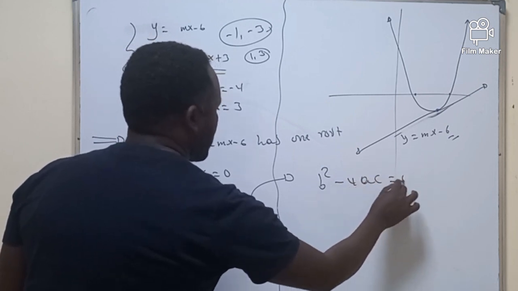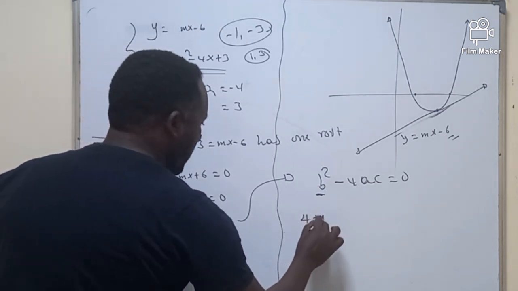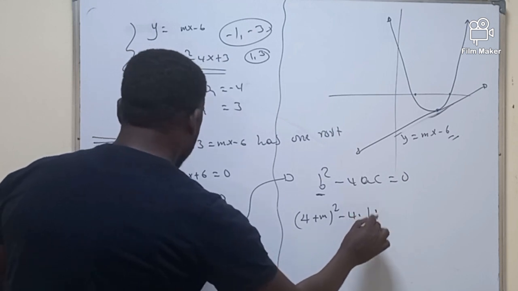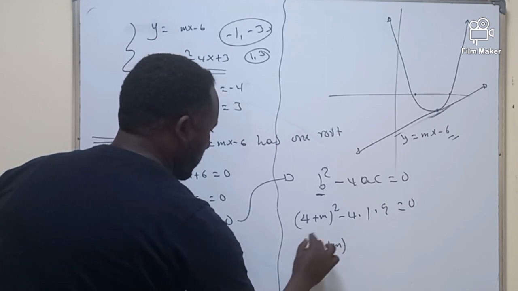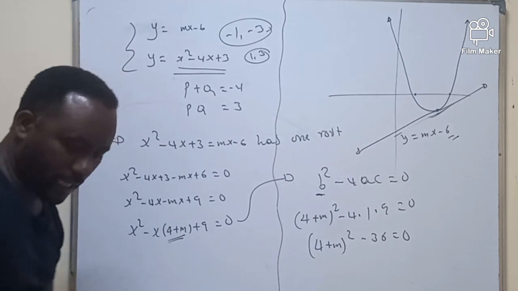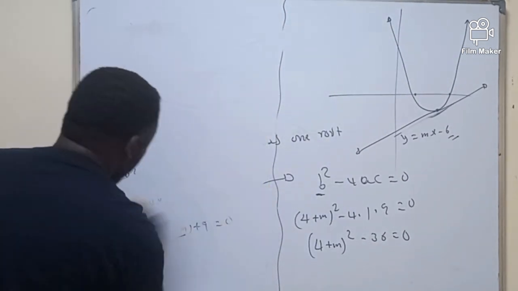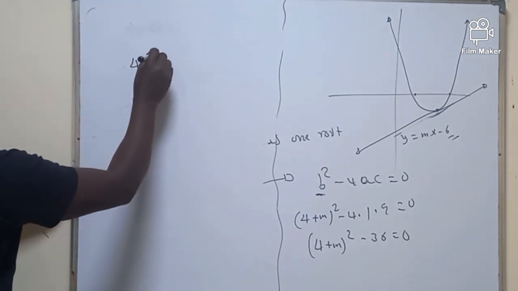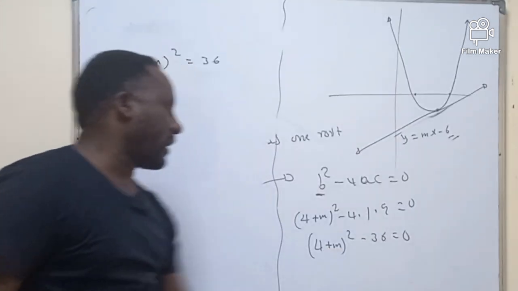Since this equation has one root, this implies that b squared minus 4ac is exactly 0. Here b is 4 plus m, so (4 plus m) squared minus 4 times a, which is 1, times c, which is 9, equals 0. So (4 plus m) squared minus 36 equals 0. Solving this equation, (4 plus m) squared is 36, because you can move it to the right side.